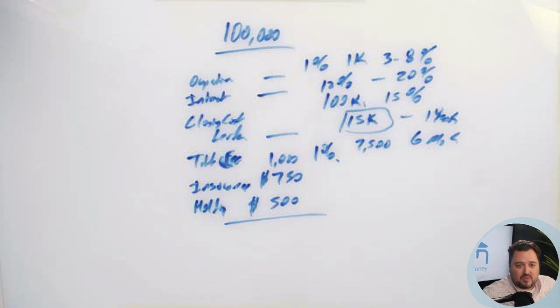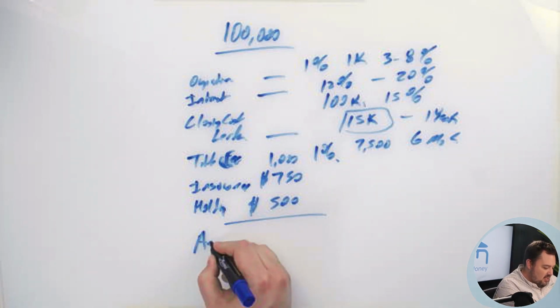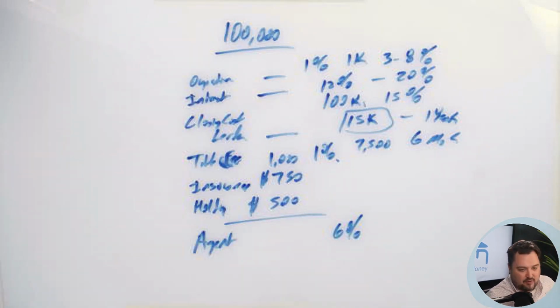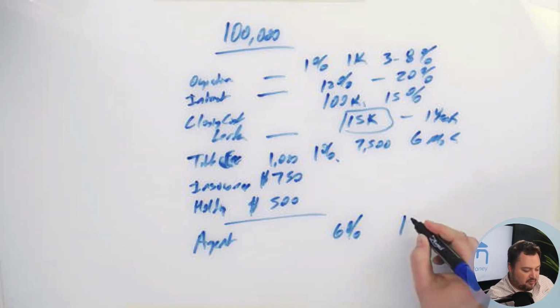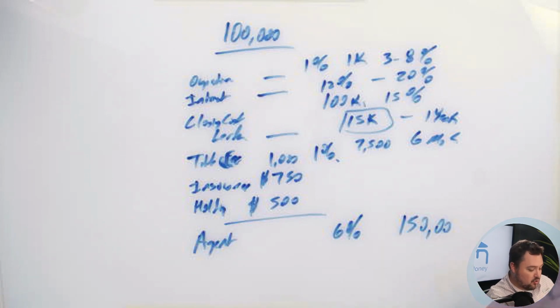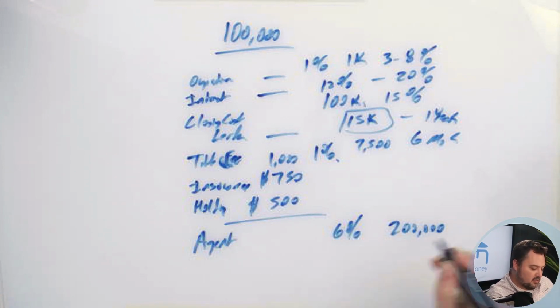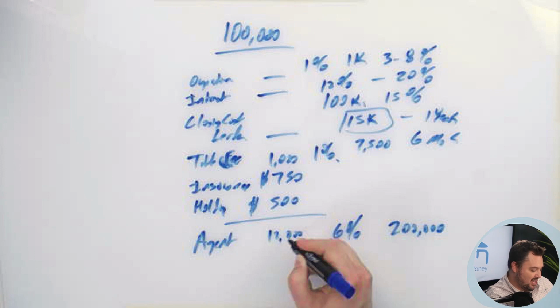Now, the other thing that's going to happen is you're going to resell this property, right? So when you resell this property, you are going to have some agent fees. Typically, you're going to be around 6%, but you're not going to sell it for $100,000. You're probably going to sell it for $150,000, or $200,000. Let's just make it easy math and say it's $200,000. So you're going to have about $12,000 in agent fees.